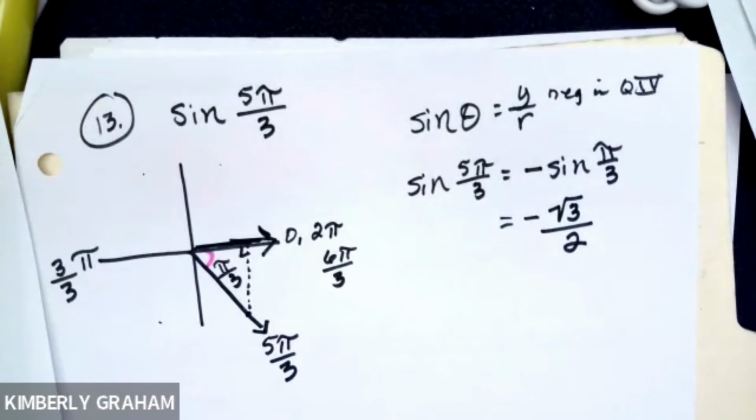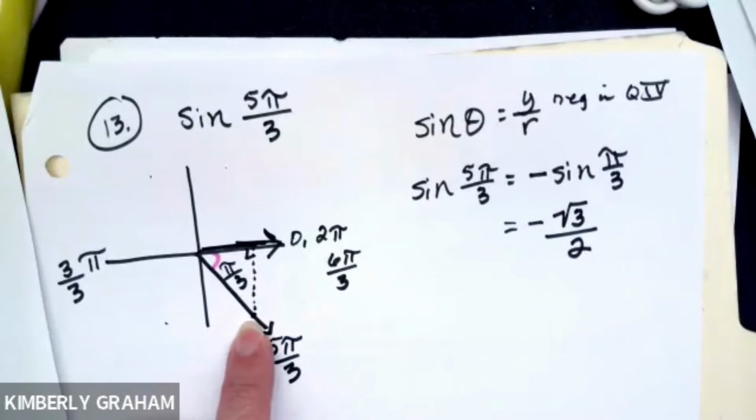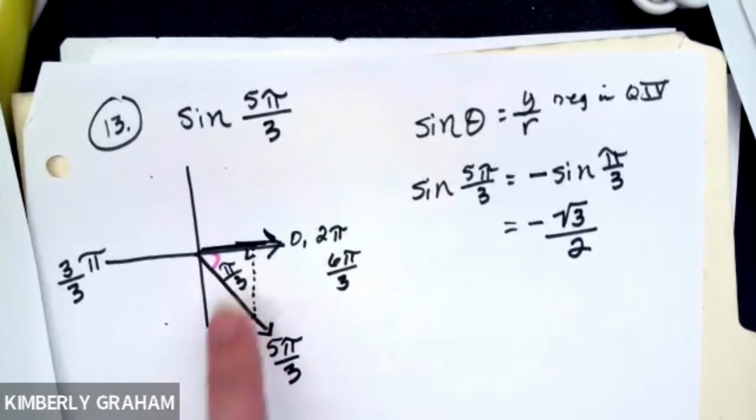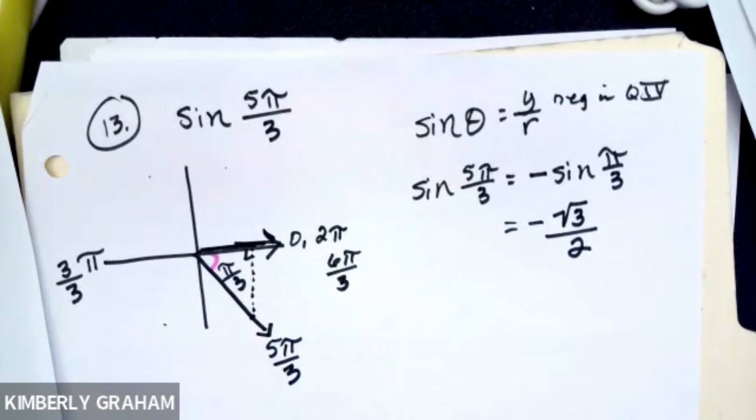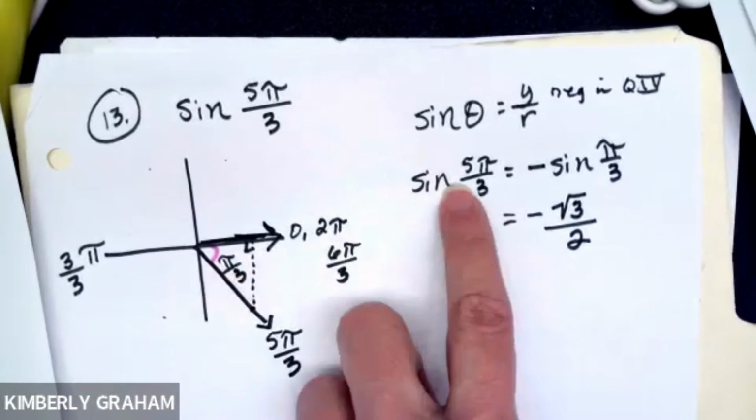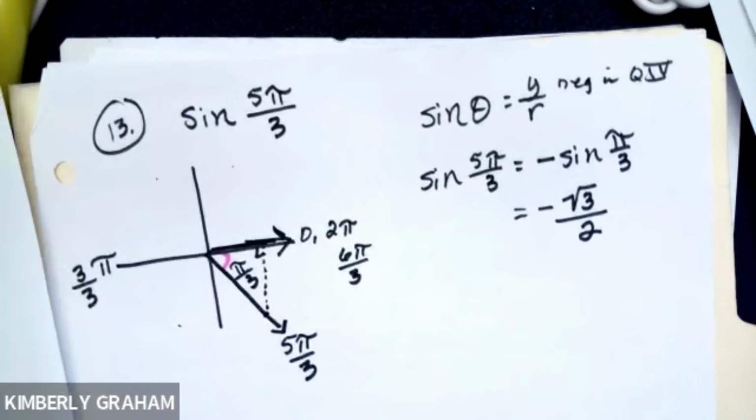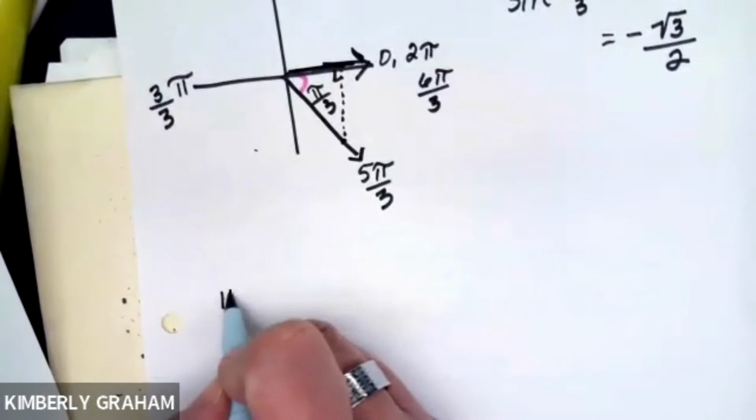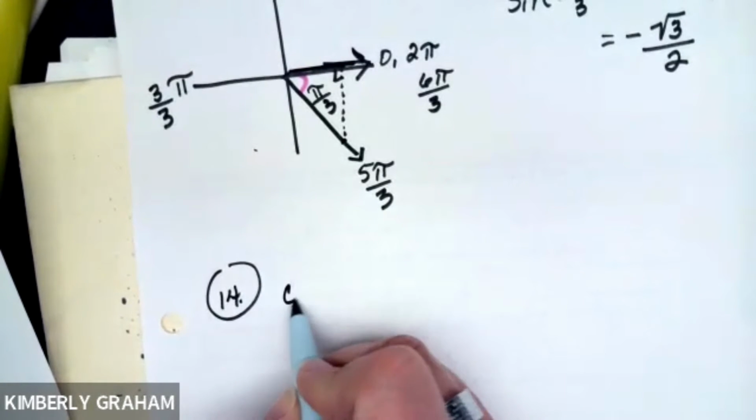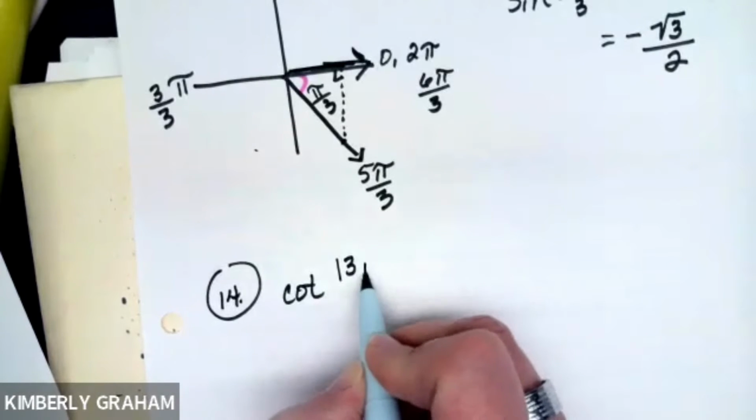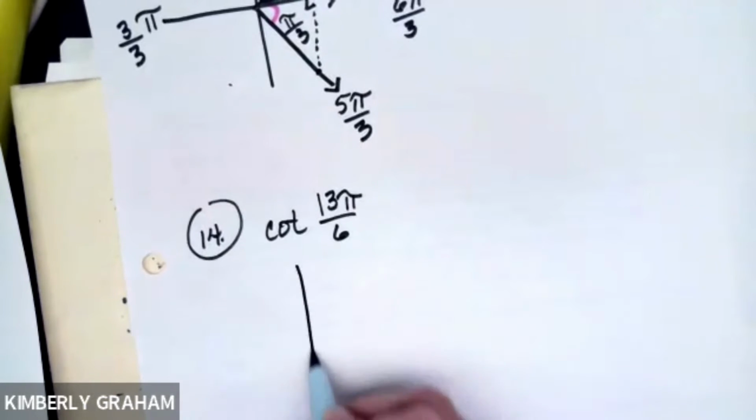So on this problem, I really didn't go back to a specific point on the line. I didn't really label all of my triangle. I skipped a couple of steps in there. This is my shortcut. The sine of 5 pi over 3 is either going to be equal to the sine of the reference angle or the negative of the sine of the reference angle. So let's look at problem 14. I have the cotangent of 13 pi over 6. So first step is to sketch this.